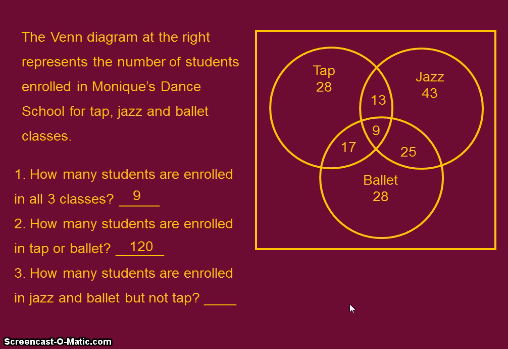Number 3 says how many students are enrolled in jazz and ballet, but not tap. Okay, so if they're in jazz and ballet, they have to be in this circle and in this circle, and that would be these 2 right here where they overlap, 9 and 25. But it says not tap, so we can't include the ones that are in the tap circle, so our answer to that one is just going to be 25.